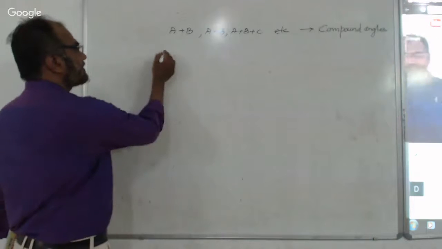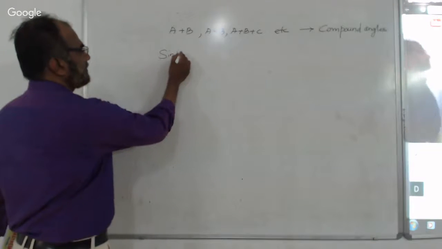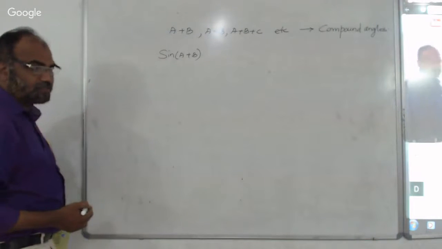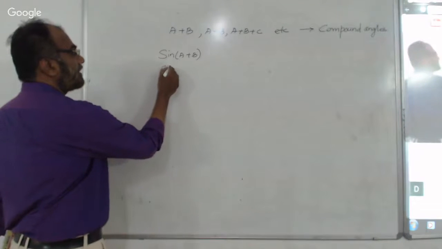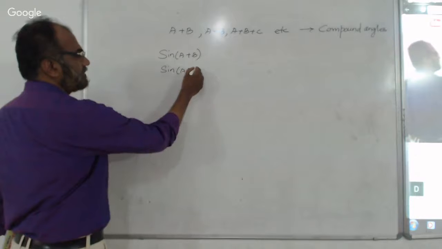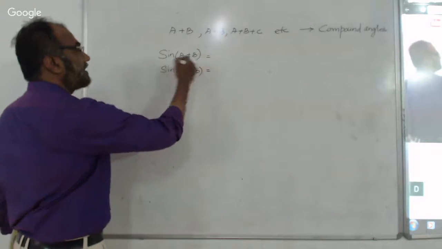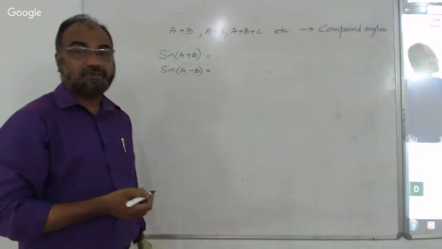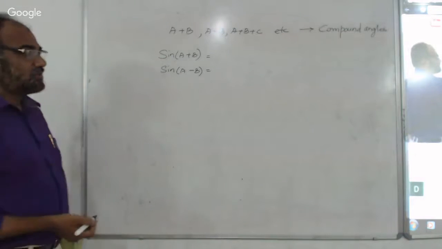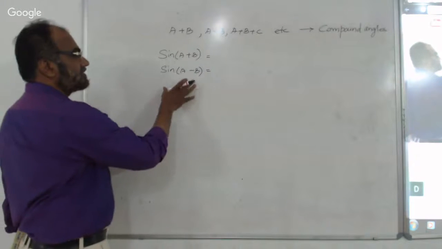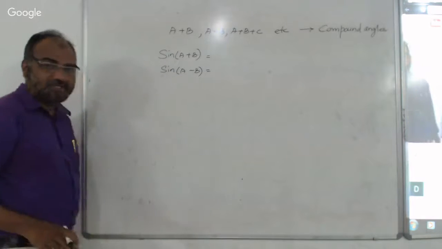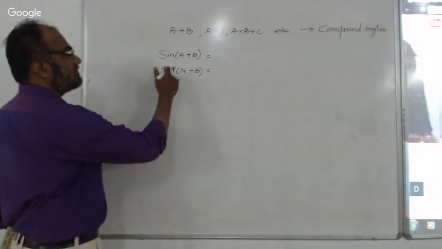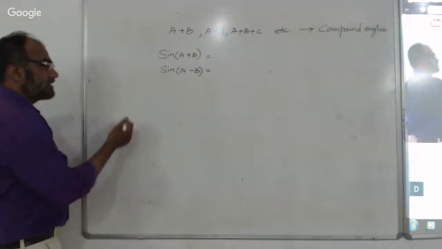What is the sine of the compound angle A plus B? What is the sine of the compound angle A minus B? Similarly, what is the tan of A plus B, tan of A minus B, cot of A plus B, cot of A minus B? We will check out all these results today by taking values for A and B, taking it as a numerical form and finding the compound angles.